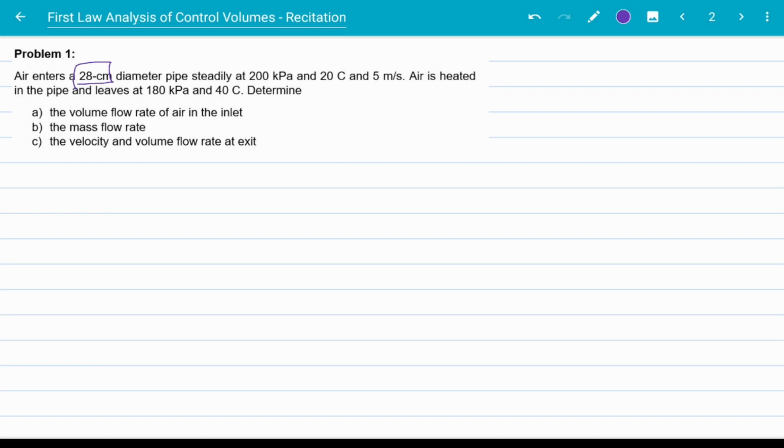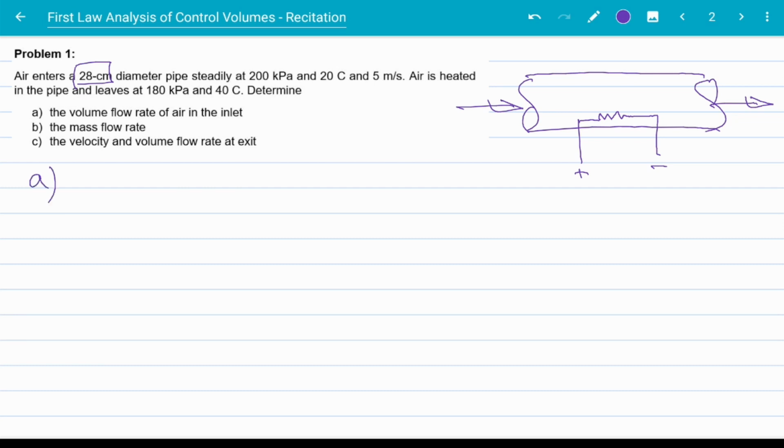So here is our pipe. Air enters from this side and exits from the other side. We also have an element inside which is heating the air. Now, let's start with part A. At the entrance, I'm going to show it with I for inlet, and then I'm going to show the exit with O for outlet.